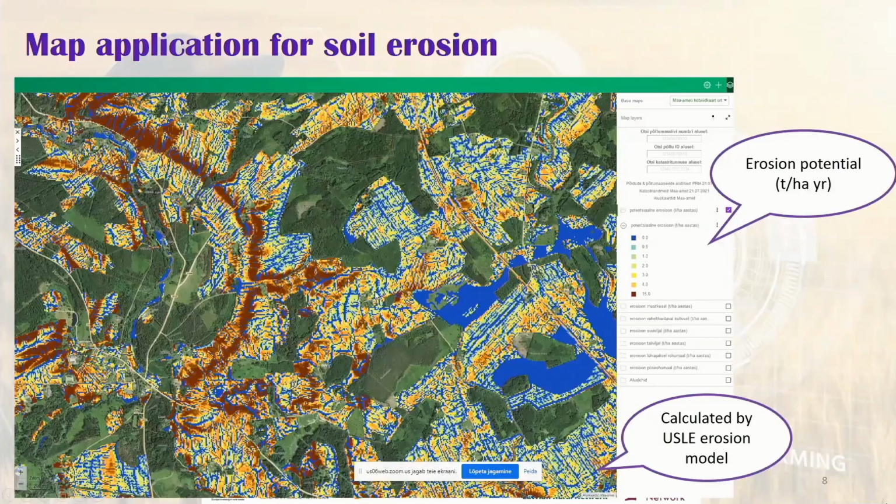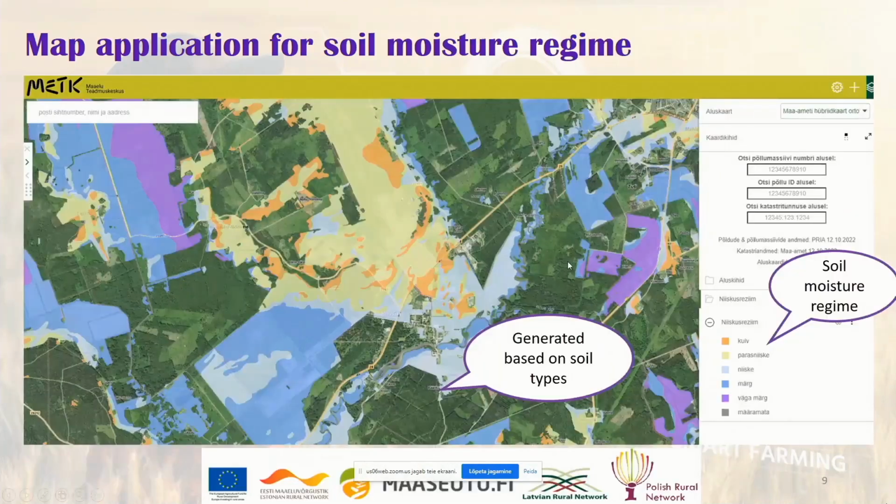Then we have application for soil erosion. This was calculated based on USLE erosion model. And here there are different layers, like for potential erosion, erosion on fallow land, erosion on winter crops, erosion on summer crops. And then there's application for soil moisture regime, showing us if the soil is moist, is it with normal moisture.